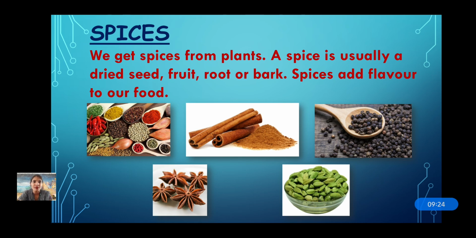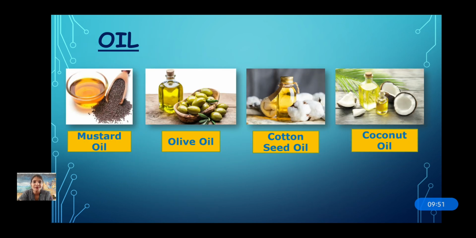Now, different spices. This is cinnamon. I'll show you later. This is cinnamon. This is what? Black pepper, cardamom. When she adds this cardamom to your tea, it gives you nice taste. Star anise is used in biryanis, and these are some different spices which are used in our daily food. Okay, so it adds flavor to your food.